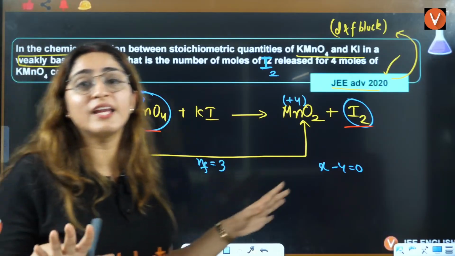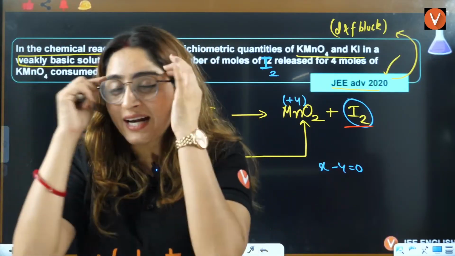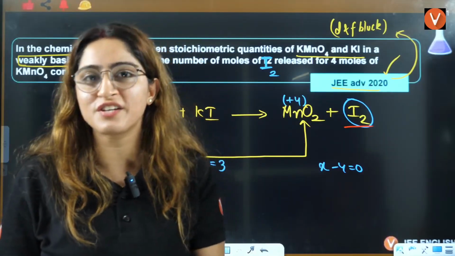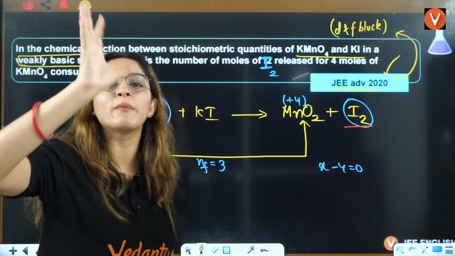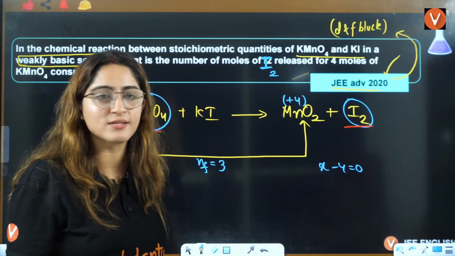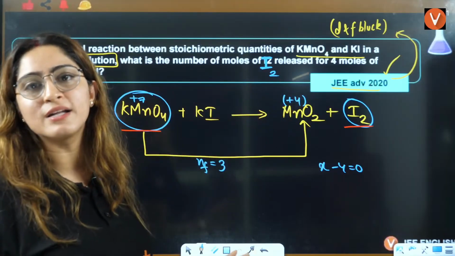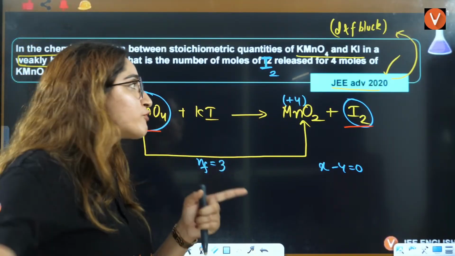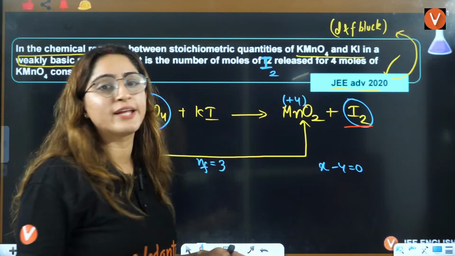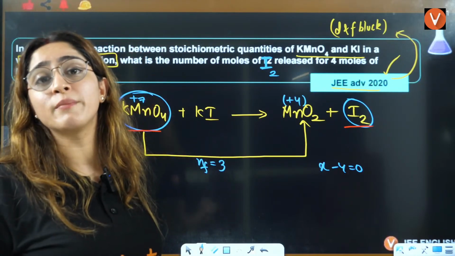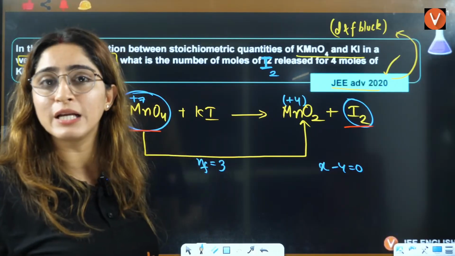This you will study in redox reactions. If you are getting confused that, ma'am, how are you doing all these things, this is the topic of redox reactions. They have mixed so many things. It's a question of JEE Advanced. One thing is, you have to apply redox reactions to understand the N factor here. You have to apply the d and f block to understand the reaction here. You have to apply some basic concepts of chemistry to apply stoichiometry or law of chemical equivalence.